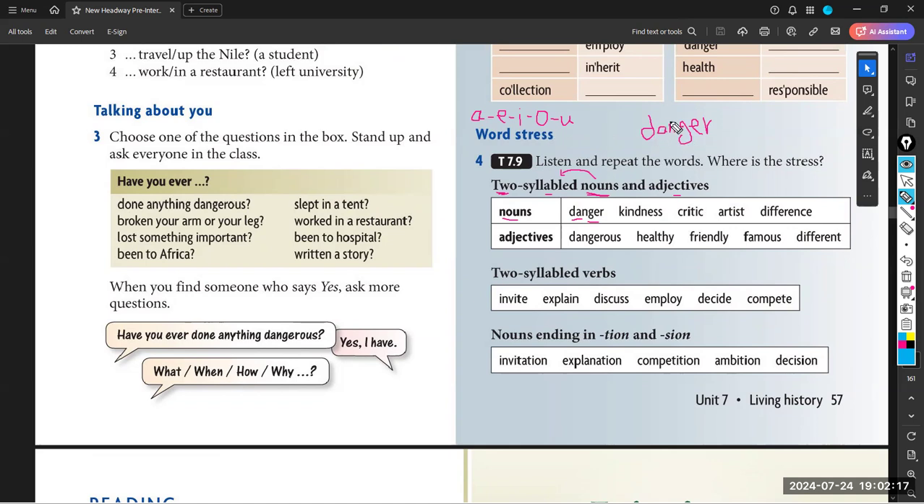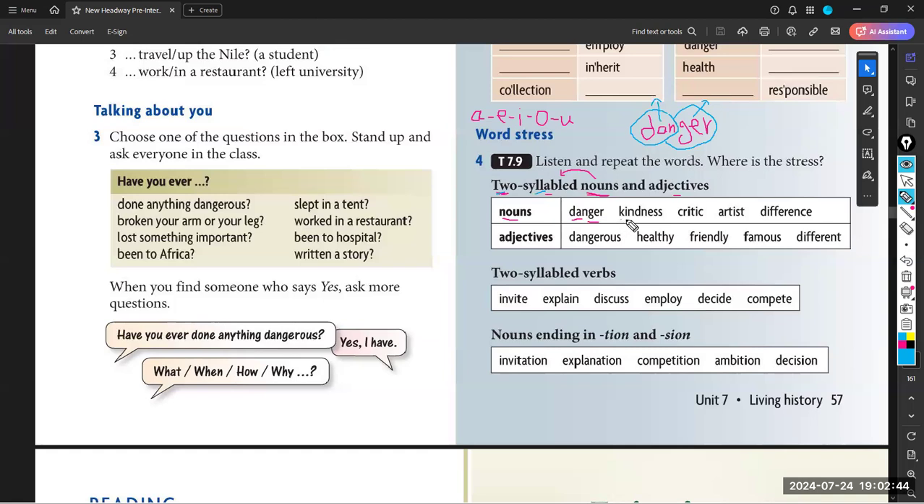So notice danger, we have Dane, this is it. Now we notice that the vowel letter is A. And ger is the second syllable because we have E, this is the vowel letter. Because they have at least one vowel letter, this word has two syllables. This is it, two syllables, okay?